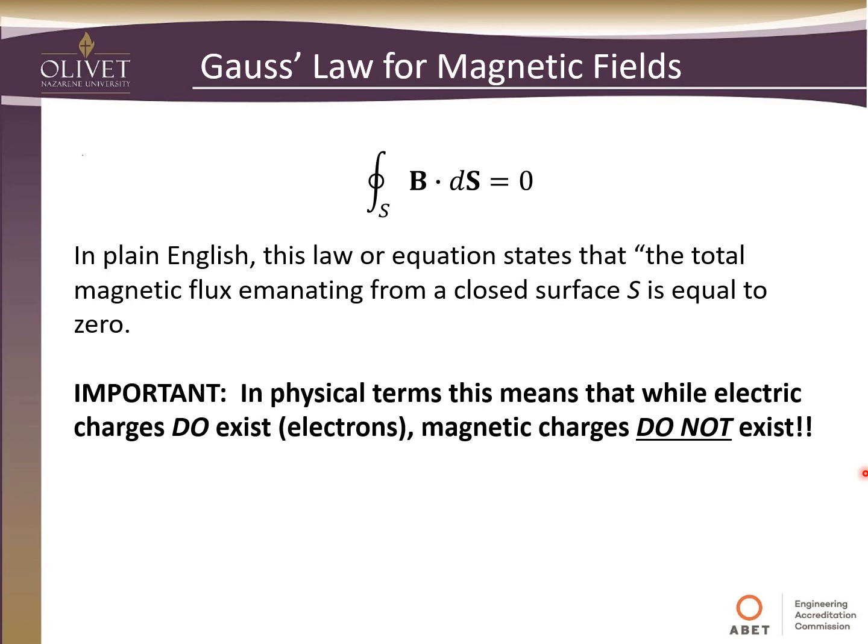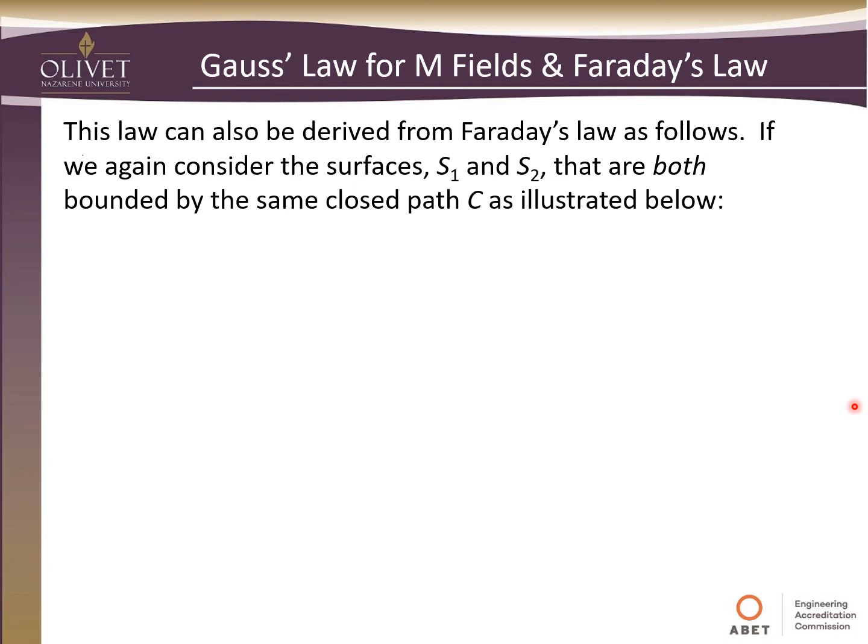This is super important because in physical terms, this means that while electric charges do exist in the form of electrons, magnetic charges do not exist. There's no way to contain a magnetic charge in a volume. So that's why this side is always zero, because they don't exist. This law can be derived from Faraday's law, much like we did the previous one with Ampere's law.